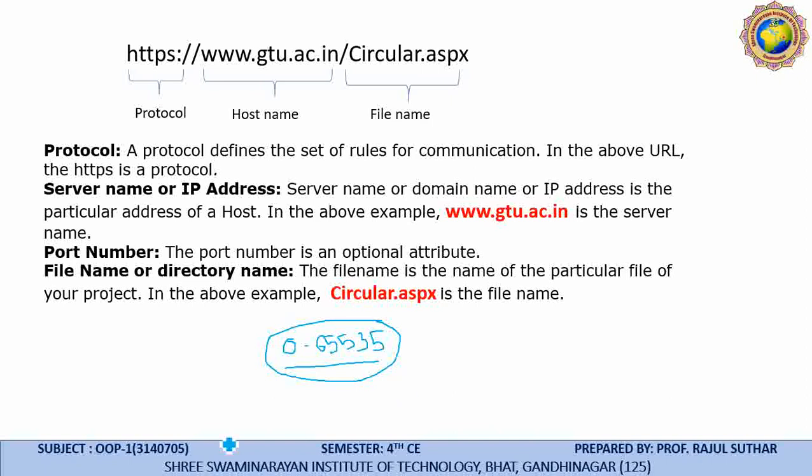This type of port is available. Each and every device is connected with a port number, like a Wi-Fi device or a Bluetooth device, so that particular device is handled by using this port number. File name or directory name means a file name is the name of the particular file of your project. Here circular.aspx is nothing but a file name.